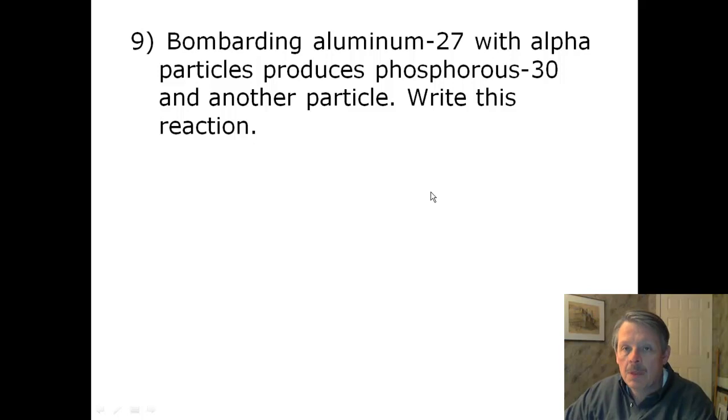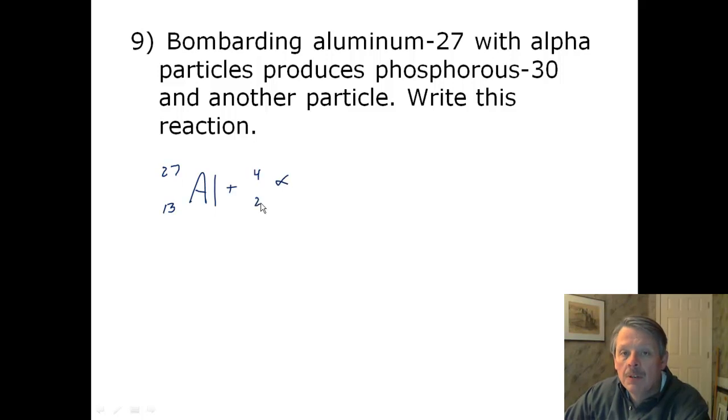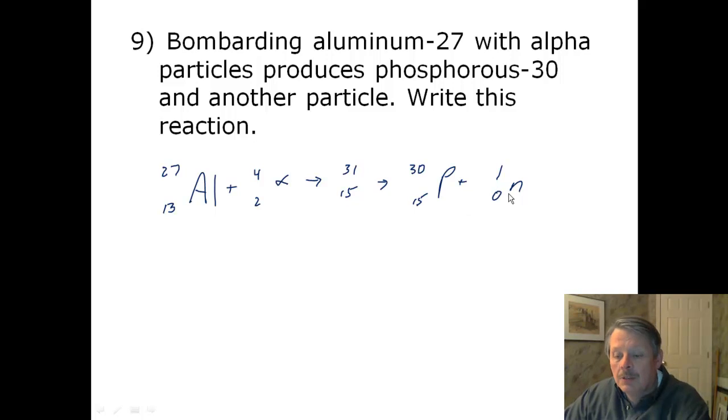Okay, here's a new one, bombarding aluminum 27. That's Al, that's number 27. Aluminum is number 13. Right? And I bombard it with an alpha particle. So an alpha particle is 4 and 2. That means I have to have 31 on top and I have to have 15 on the bottom. It produces phosphorus. Phosphorus is number 15 with a 30 up on top, which means I have 1 more on the top and I have nothing on the bottom, which means that needs to produce a neutron.